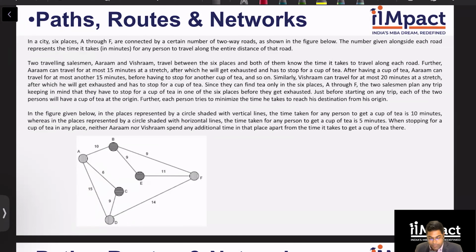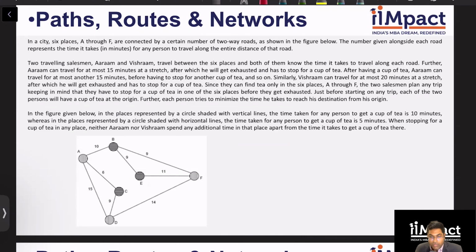2 traveling salesmen, Aram and Vishram, travel between the 6 places, and both of them know the time it takes to travel along each road. Further, Aram can travel for at most 15 minutes at a stretch, after which he will get exhausted and has to stop for a cup of tea. After having a cup of tea, Aram can travel for at most another 15 minutes and the process repeats. Similarly for Vishram, it's the 20-minute thing.